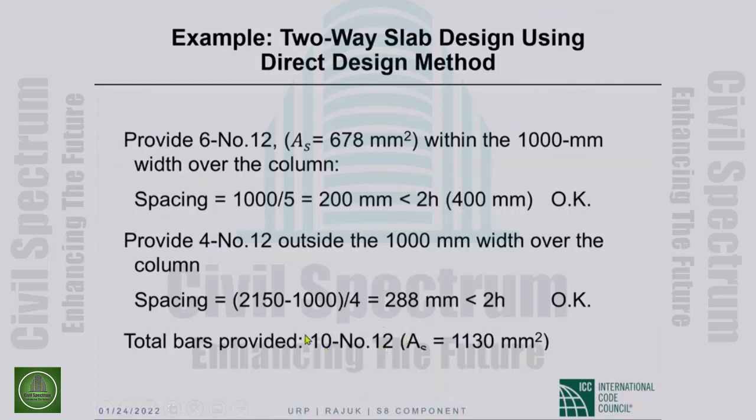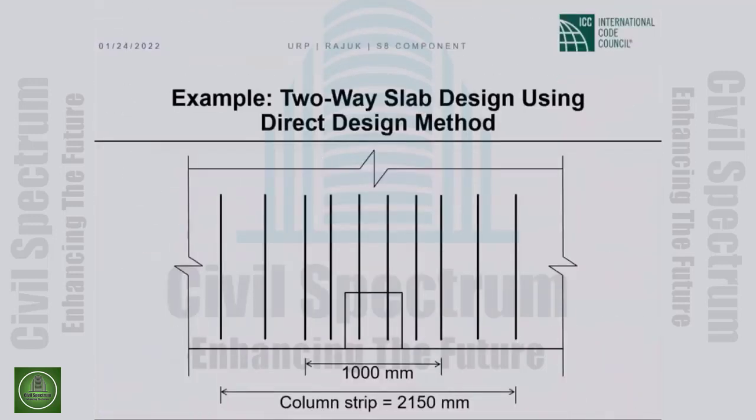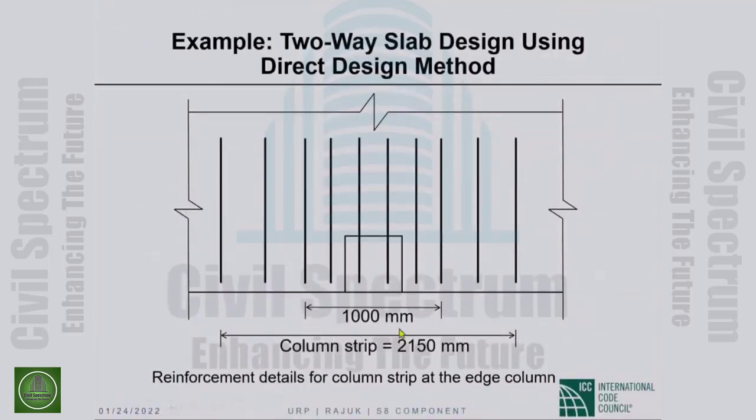So now we are looking at a total of 10 bars, 6 within the moment transfer band, and 4 outside, because we are transferring a lot more moment, 100% rather than 63% of the unbalanced moment. Okay, so this is what the column strip looks like: 6 bars in the moment transfer band and 4 bars outside, 2 on this side, 2 on the other side, for a total of 10. So when you transfer more moment, this is what you get.